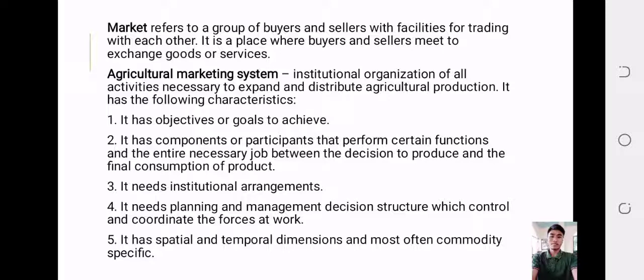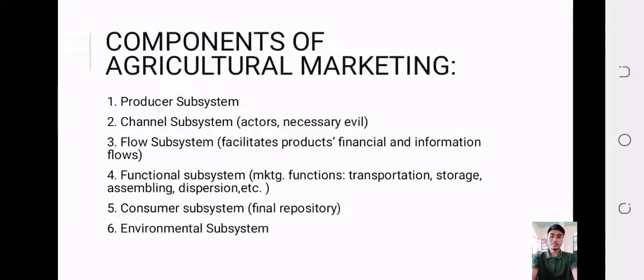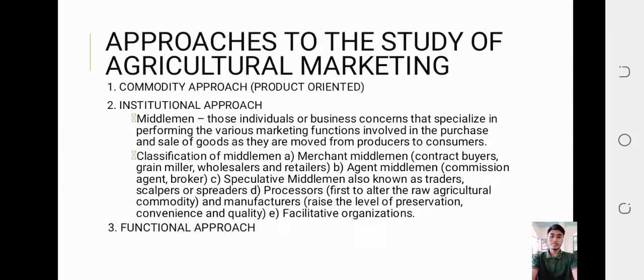Agricultural marketing system. It is an institutional organization of all activities necessary to expand and distribute agricultural production. Components of agricultural marketing: producer subsystem, channel subsystem, flow subsystem, functional subsystem, consumer subsystem, and environmental subsystem.